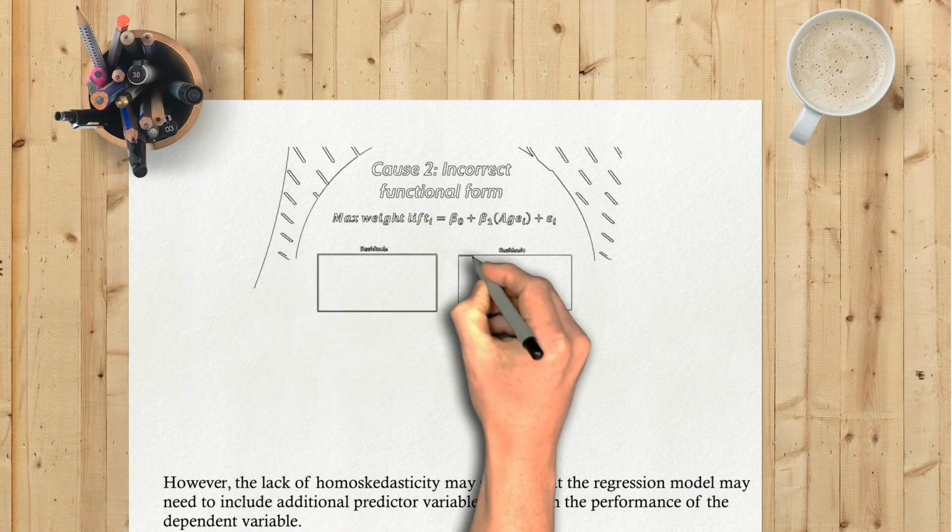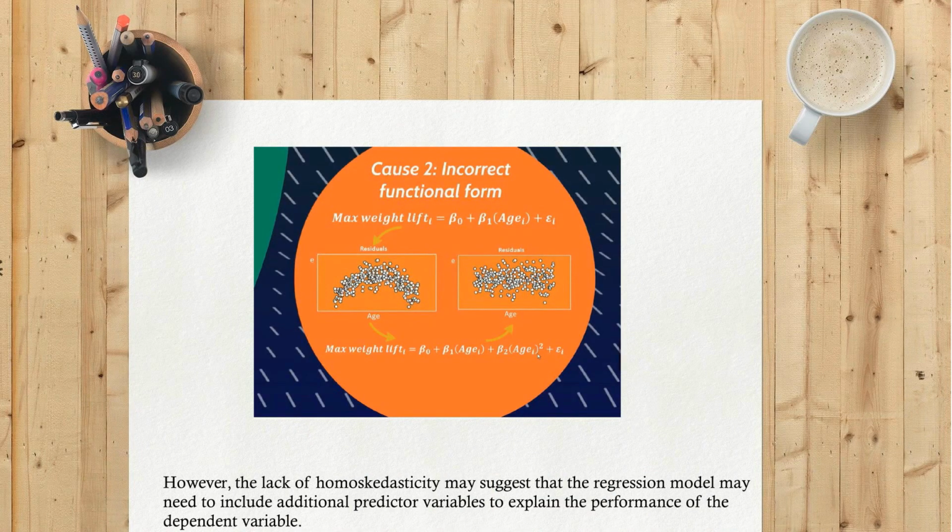This suggests a level of consistency and makes it easier to model and work with the data through regression. However, the lack of homoscedasticity may suggest that the regression model may need to include additional predictor variables to explain the performance of the dependent variable.